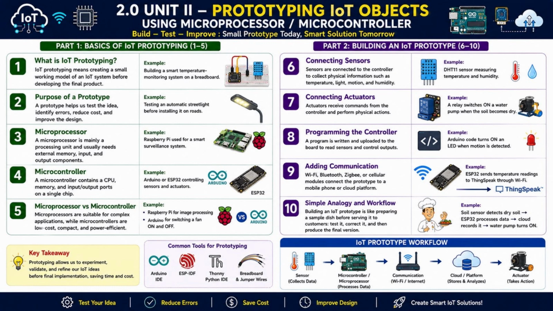In a similar manner, the workflow will be like this. From the sensor, information will go to the microcontroller or to the microprocessor, then only it will be processed, then it will go to the cloud. From the cloud, it will go to the actuator to take actions.